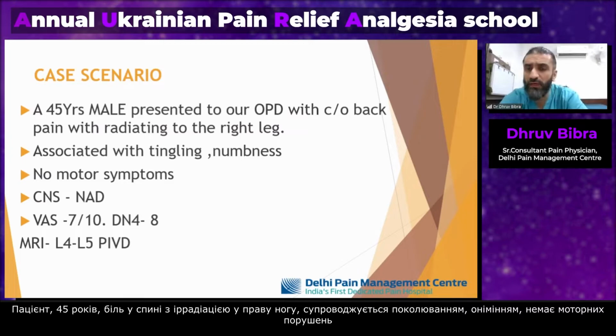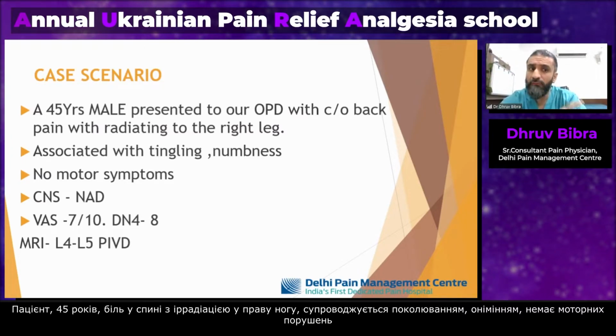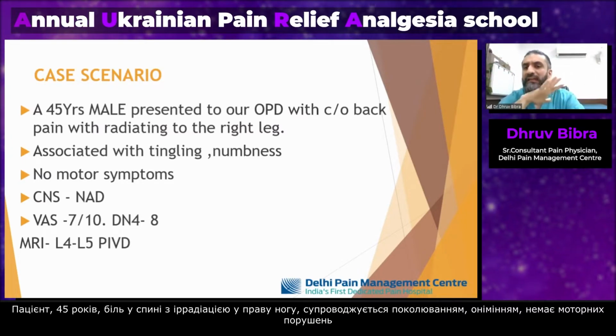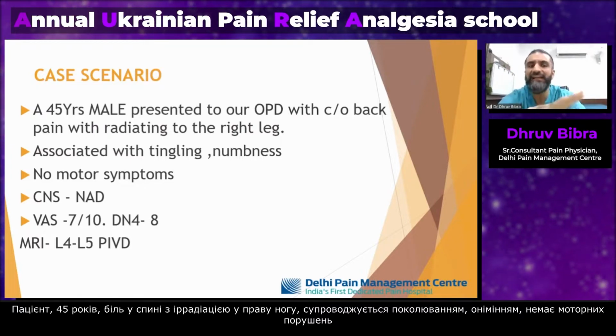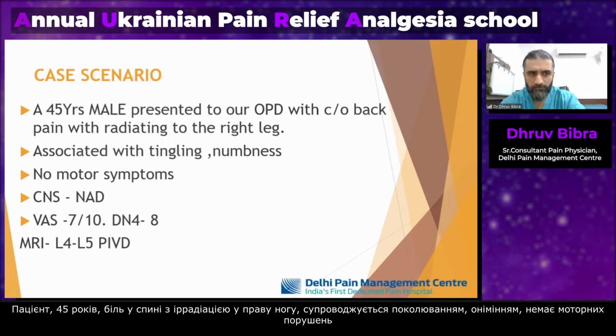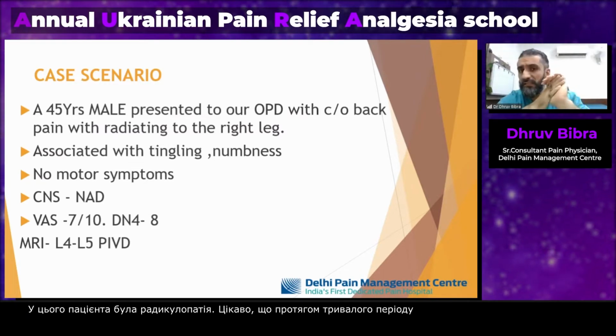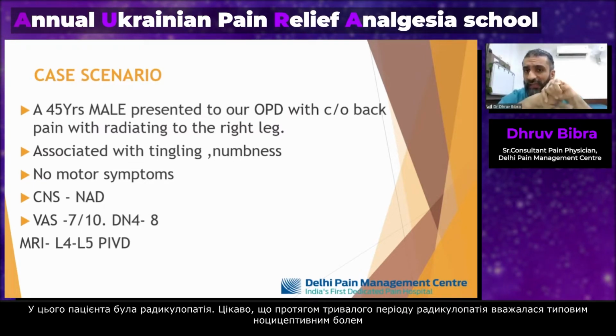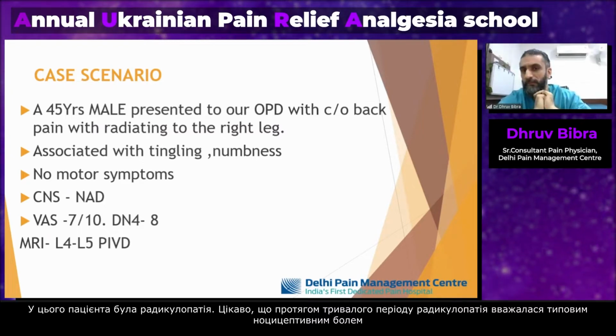So here we had a 45-year-old male patient who came with back pain with radiculating, typical radicular right leg pain associated with tingling, numbness. There were no motor symptoms. So basically, this patient is having radiculopathy.